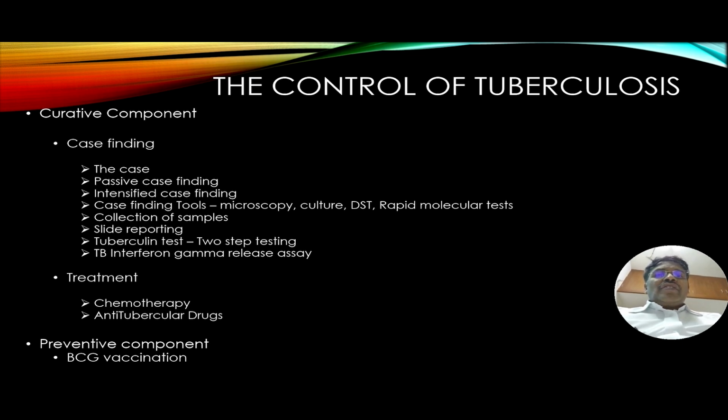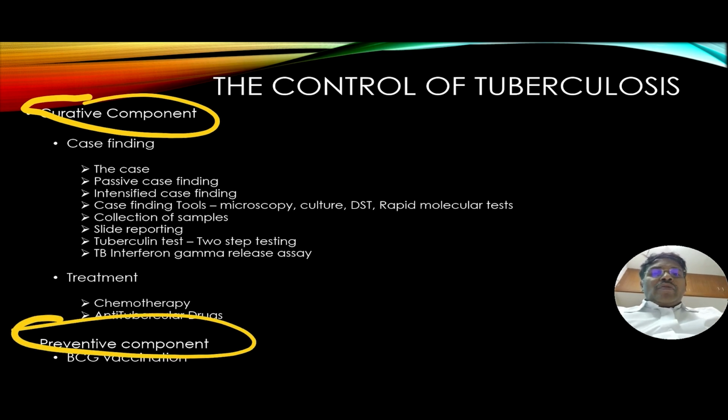Now coming to the control of tuberculosis. These are the two main components in the control of tuberculosis: first, the curative component, and second, the preventive component. These two are very important in control of tuberculosis. In the curative component, we have case finding and treatment. In the preventive component, we have BCG vaccination. So this is the overall picture.